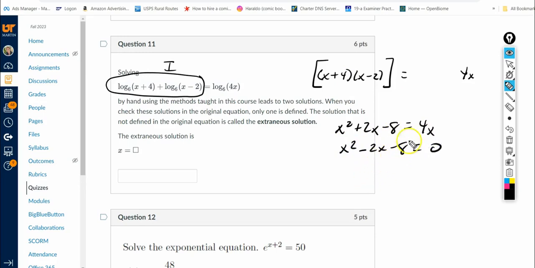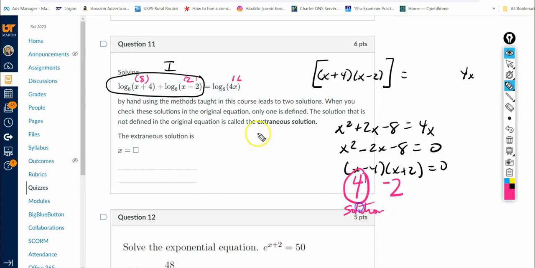And now, are there two numbers that multiply together to give you negative 8, but add up to give you negative 2? Negative 4 and positive 2. Now, what are the solutions to this? What will make it 0? If x is 4, or if x is negative 2? If x is 4, this will become 8, so it's positive, and that will become 2, and that will become 16. So I have positive arguments everywhere. So that is an actual solution. It's allowed. It's in the domain.